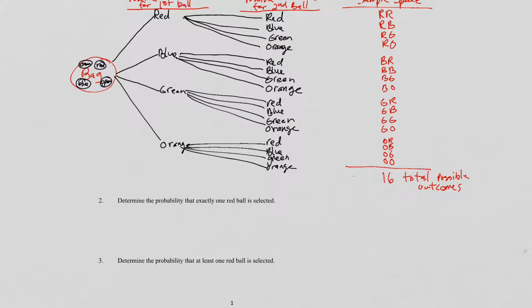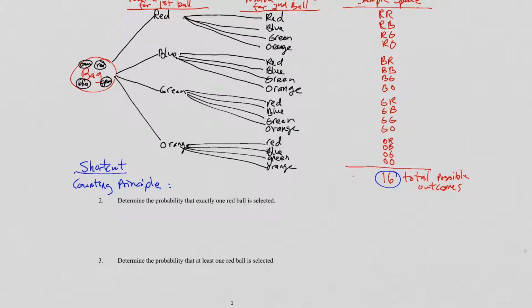Now, there's actually a shortcut to knowing how many possible outcomes, and that is called the counting principle. There is no shortcut for a tree diagram, but there is a shortcut for knowing the number that we get here at the end, and that is the counting principle. And it basically goes like this.